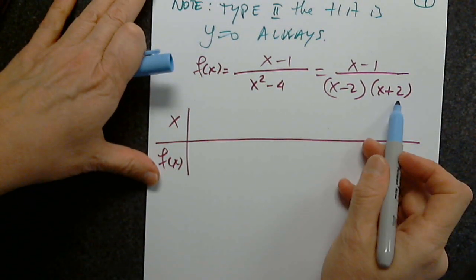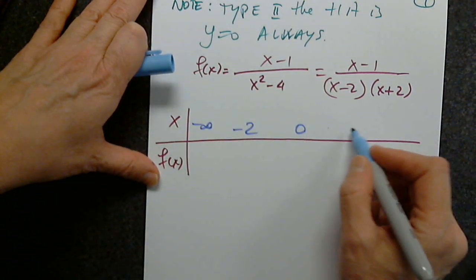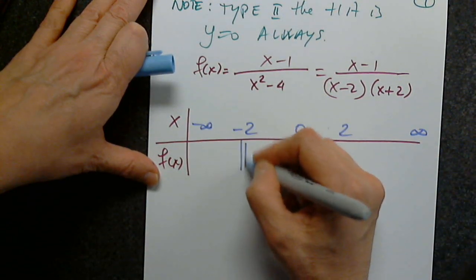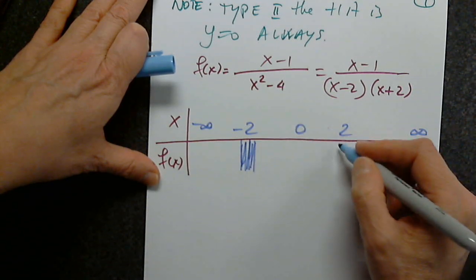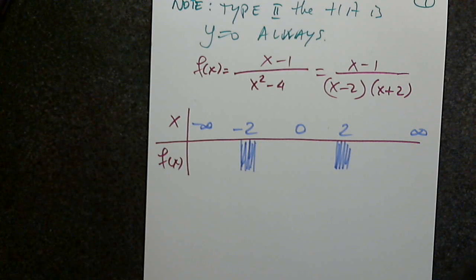So what is the domain? Without 2 and without negative 2, correct? Good. So negative infinity, negative 2, 0 in the middle, 2, and infinity. And I will have this symbol, or any symbol you would like. You can write U for union, whatever you want. So it's negative infinity, negative 2, and then union.